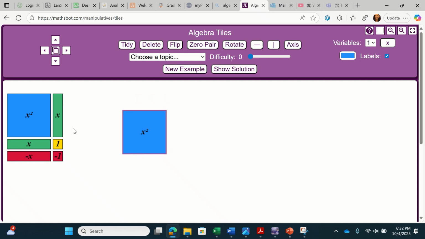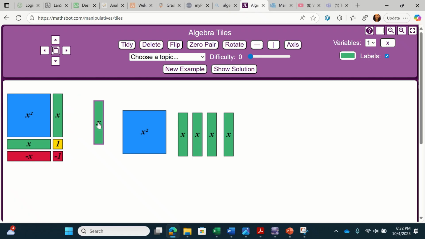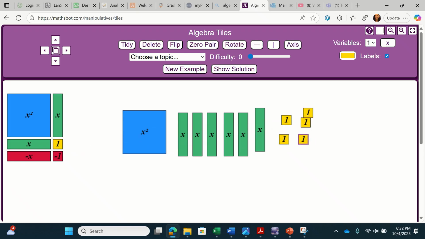So the first thing is to gather the tiles to model the area in standard form. So I have x squared plus 6x, so that's 1, 2, 3, 4, 5, 6, plus 8. And I wonder if it will let me, oh, it does let me do it with my finger. I don't have to keep clicking on my mouse. Well, that's way faster. 1, 2, 3, 4, 5, 6, 7, 8. Okay, so there they are.